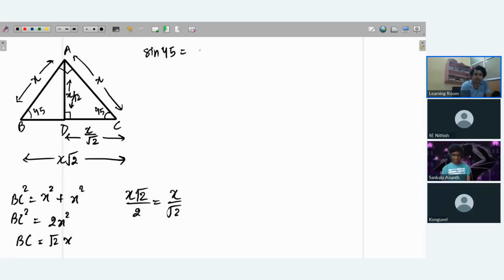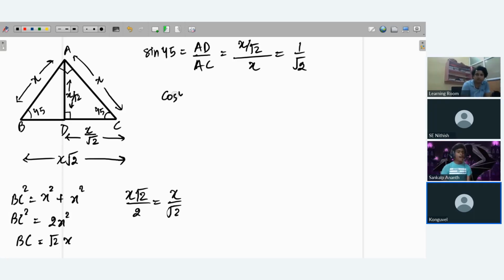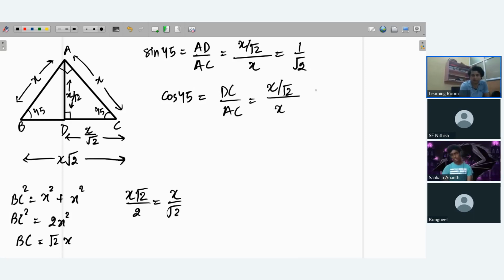Okay. So sine 45, what should it be? Perpendicular over hypotenuse. So AD over AC. What is AD? X by root 2. And what is AC? X. Right. So 1 by root 2. What is cos 45? Cos 45 is DC by AC. DC is x by root 2 and AC is x. Same result, 1 by root 2.